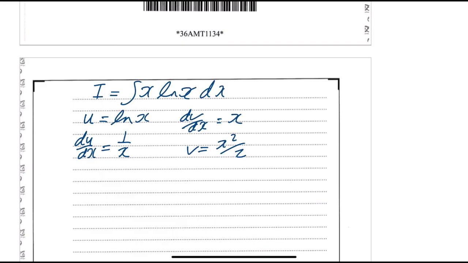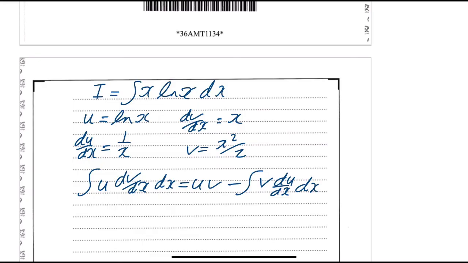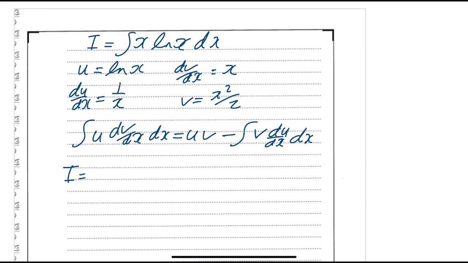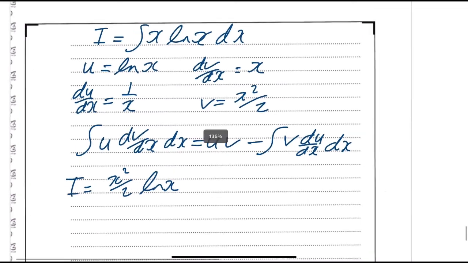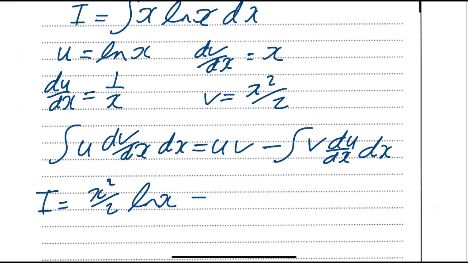So the integration by parts tells you that the integral of u dv/dx, integrated with respect to x, gives you uv minus the integral of v du/dx. So here my I becomes uv, so what's my u and my v? It's going to be x squared over 2 times my ln of x, and then minus the integral of v du. So v du is going to be this thing multiplied by this.